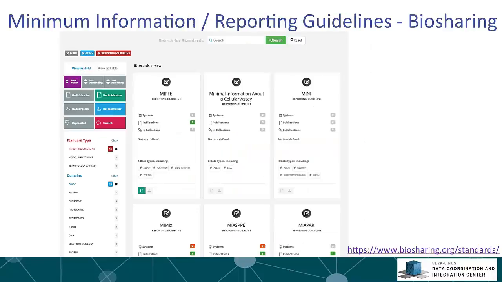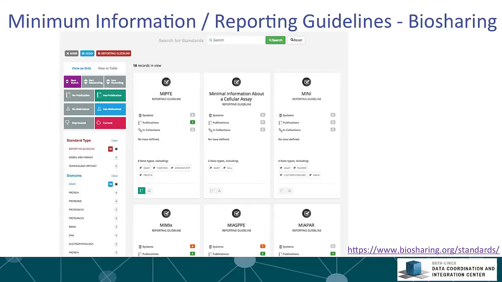What information, which specific metadata should be captured for a particular type of experiment is defined by minimum information reporting guidelines, as mentioned earlier. A great resource for minimum information reporting guidelines is the MIBBI, Minimum Information for Biological and Biomedical Investigations. This MIBBI foundry is now integrated in the BioSharing site that I mentioned earlier.